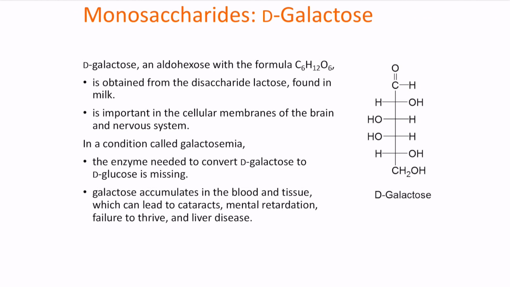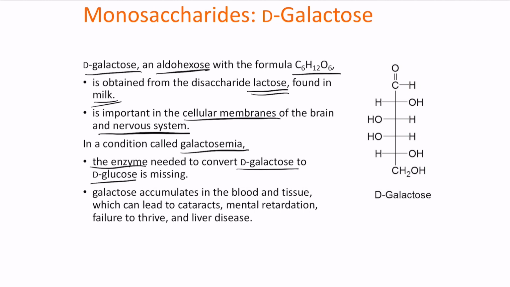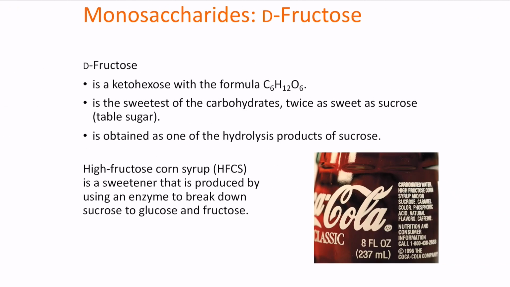D-galactose is an aldohexose with the same molecular formula, but most commonly it is obtained as part of the disaccharide lactose in milk, and it is important in the cellular membranes of the brain and the nervous system. There is a condition called galactosemia where the enzyme that is needed to convert D-galactose to D-glucose is generally missing. In that case, the galactose accumulates in the blood and the tissue, which can lead to cataracts, mental retardation, failure to thrive and liver disease. These are some of the most important facts about galactose.